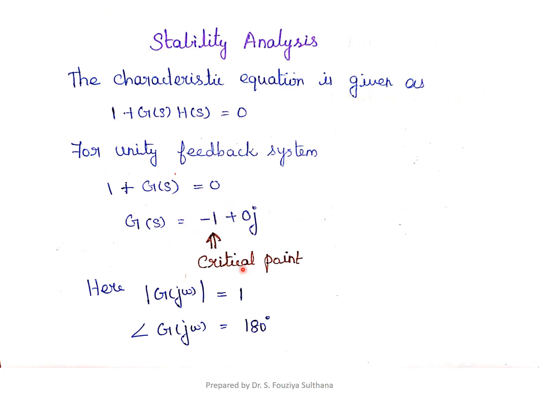When you take the magnitude, you will get 1, and when you take the phase angle, you will get 180 degree. The frequency at which the gain of the system is equal to 1 is called the gain crossover frequency, and the frequency at which the phase of the system is 180 degree is called the phase crossover frequency. By finding these two values, we are going to analyze the stability of the system.